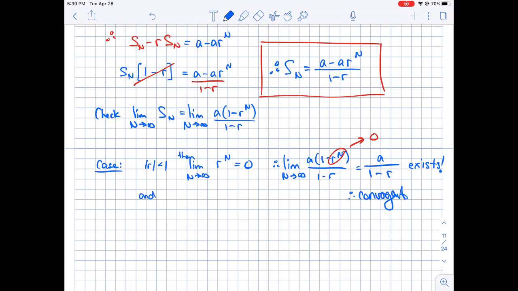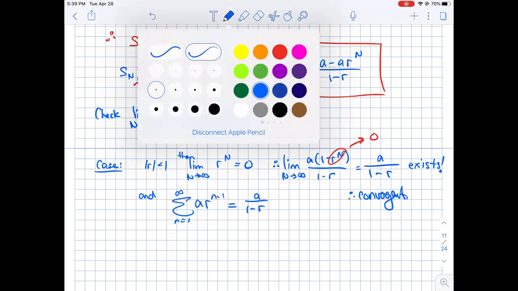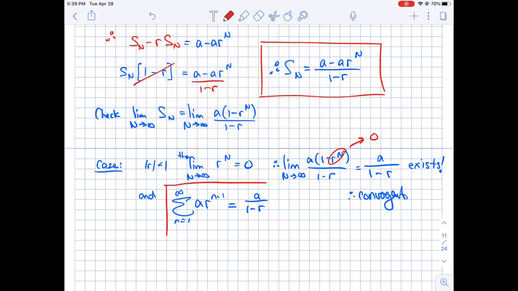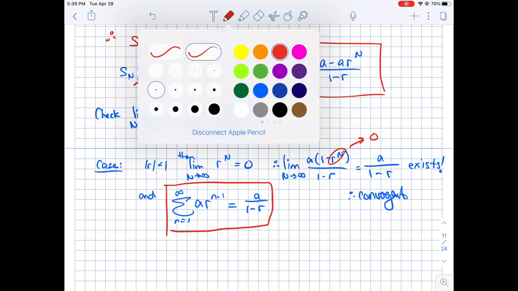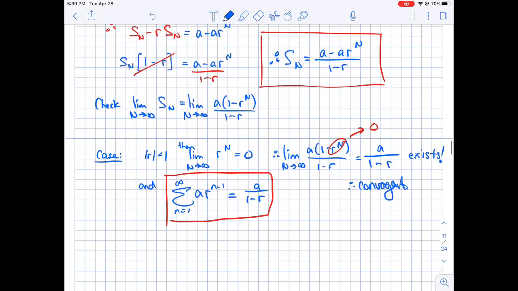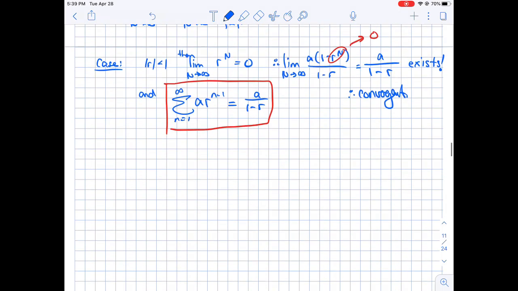So here we can add that in, that our summation of our geometric series would actually be equal to a divided by 1 minus r. So that's the case where absolute value of r is less than 1. Let's take a look at one final case. What happens if absolute value of r is larger than 1? What if we're looking at large values of r?